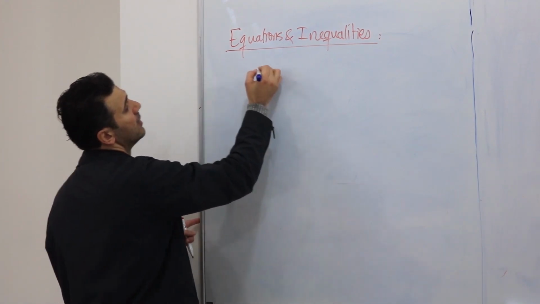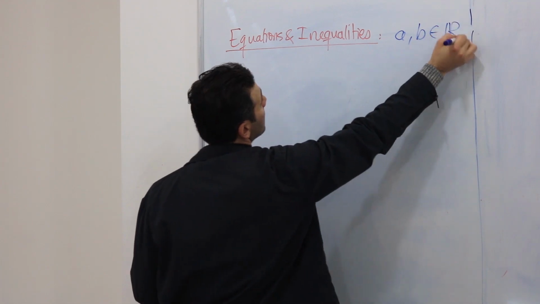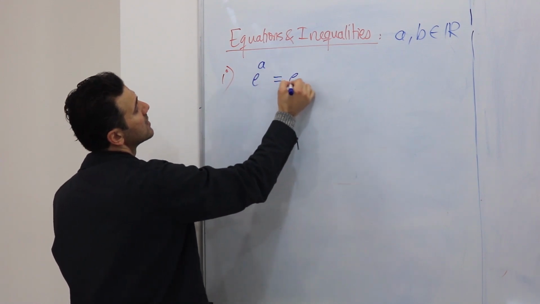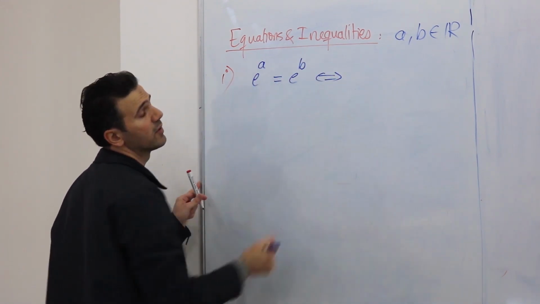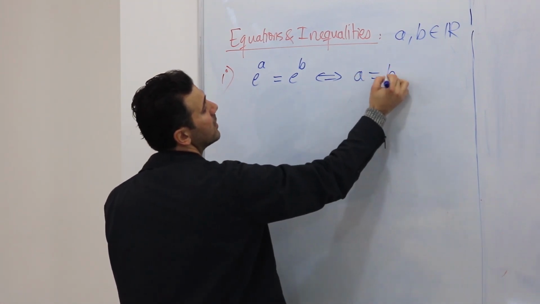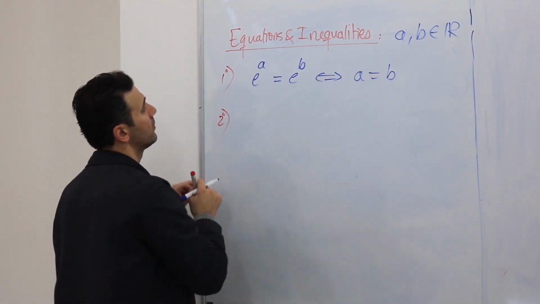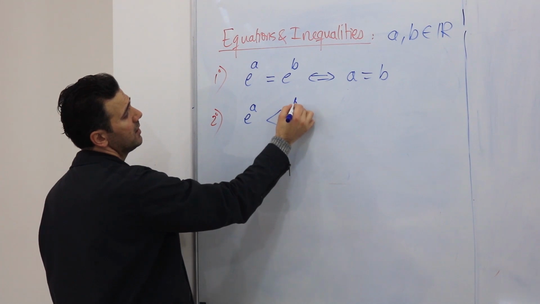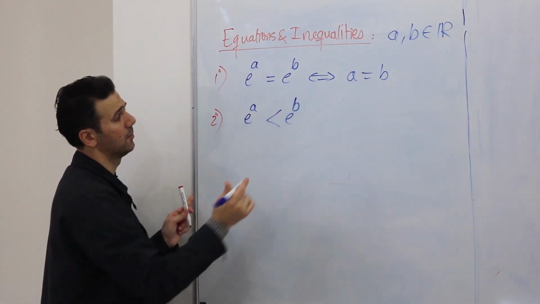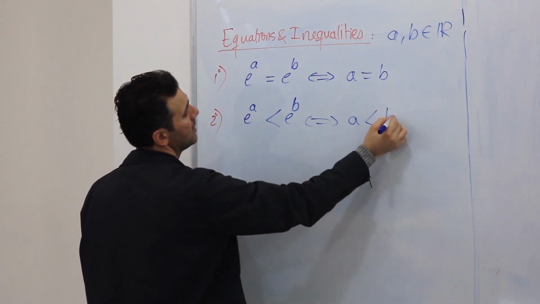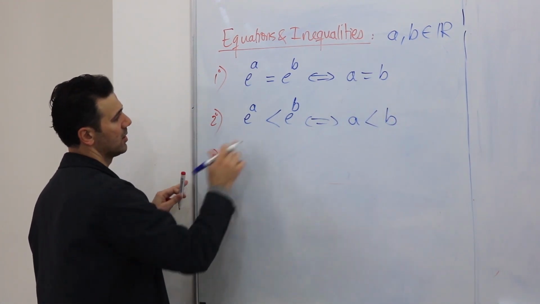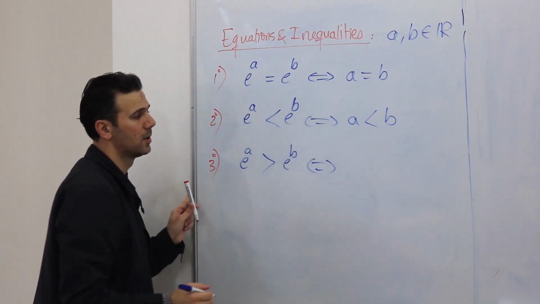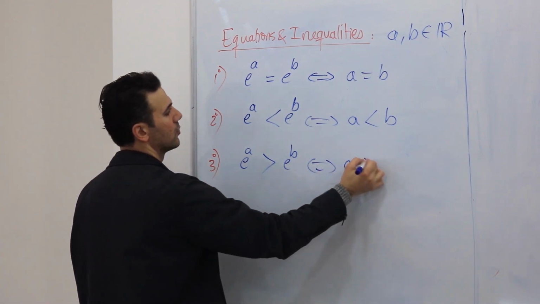Well, let's say we have a, b belonging to R. The first property: if we have e power a equals e power b, this is equivalent to say what? a equals b, simply. The second property says that if we have e power a less than e power b, for any real numbers a and b, we can easily deduce that a is less than b. The third property, similar to this: if we have e power a greater than e power b, this is equivalent to say that a is greater than b.